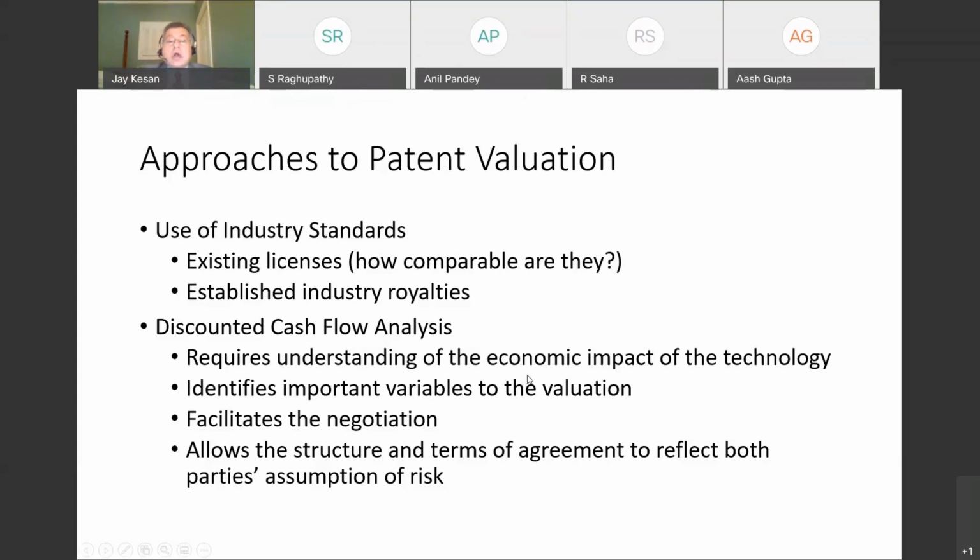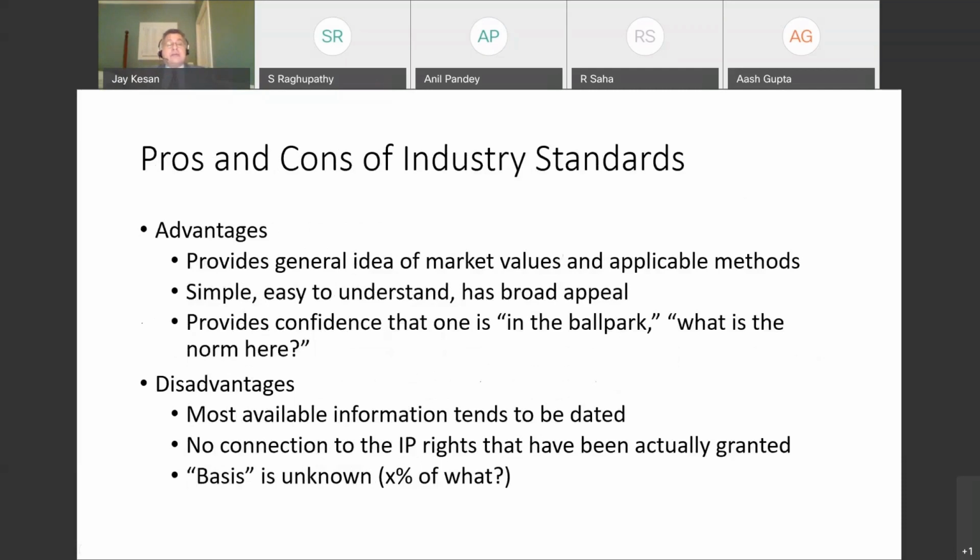Well, let's talk a little bit more about industry standards. Industry standards are both good and bad. The biggest advantage is that they are relatively simple. They're easy to understand. Well, if a royalty rate for this kind of technology is generally what people pay, then it becomes easy. And you can say, okay, you made 10 million sales, give me 50,000 for this year. So it's easy to understand.